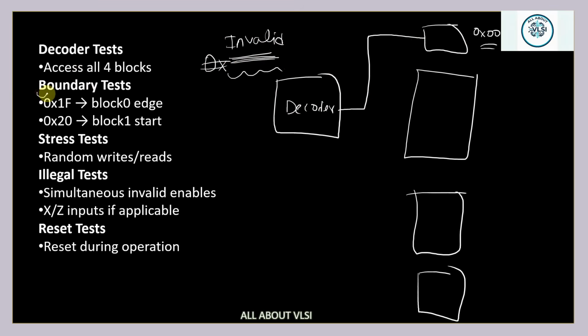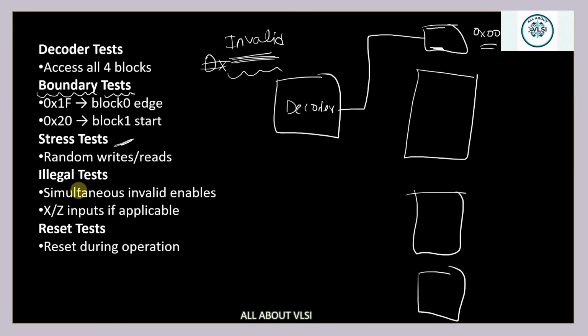And we also have something known as a boundary test. What happens if we give an address which is at the starting or at the ending? These are my boundary tests. We also have a stress test, which means I'm randomly writing and randomly trying to read, and we see whether my design is capable of responding to that kind of stress.